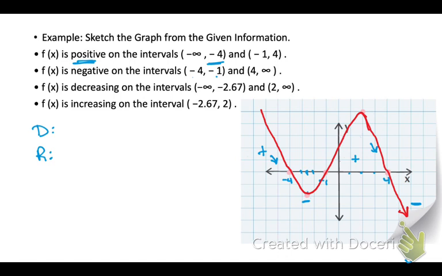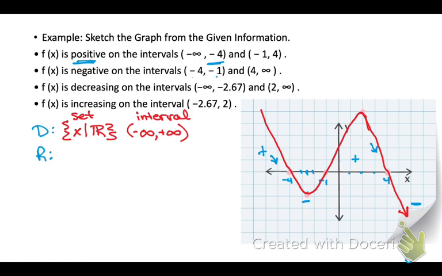Domain. X such that, did I limit anywhere? Do you have any asymptotes or anything? So it'd be all real numbers, wouldn't it? So I can put all real numbers, or the interval would be from negative infinity to positive infinity. This is set, right? This is interval. So watch what it asks for, set or interval.